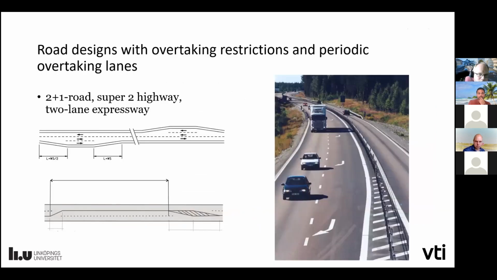And what is a 2+1 road? For those that don't know, the idea was that if you widen the road a little bit, it might be too expensive to build a motorway, but you can widen it. Or if you have a wide road, you can, in principle, have 3 lanes all the time and let the middle lane vary between the oncoming directions. In Sweden, we call it a 2+1 road. They are sometimes called Super 2 highways in the US, which is similar but different, and 2-lane expressways in Japan.